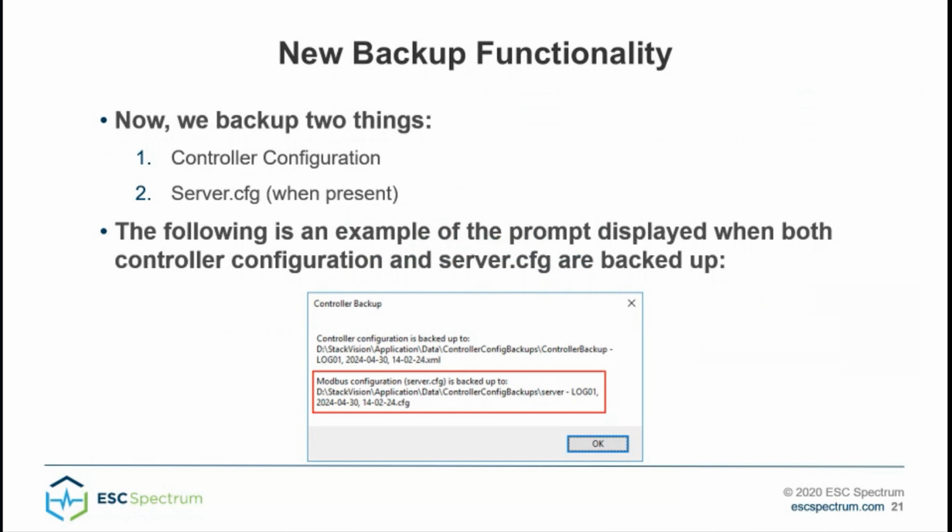So this is what it would look like if a server.cfg file or the Modbus configuration does exist and we download and choose to back up. We would get a prompt for the backup of the data controller and a separate one for the Modbus configuration. If the server.cfg file does not exist, all you would see is just this top portion here. It automatically detects if it exists and backs it up. If it doesn't, there's no extra input needed.